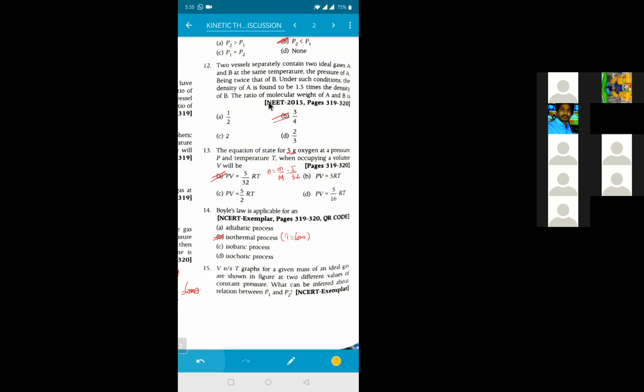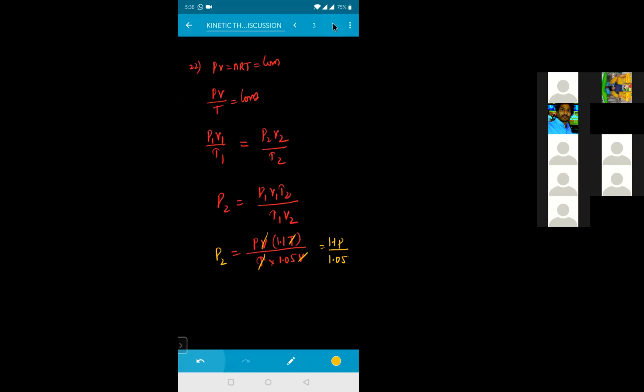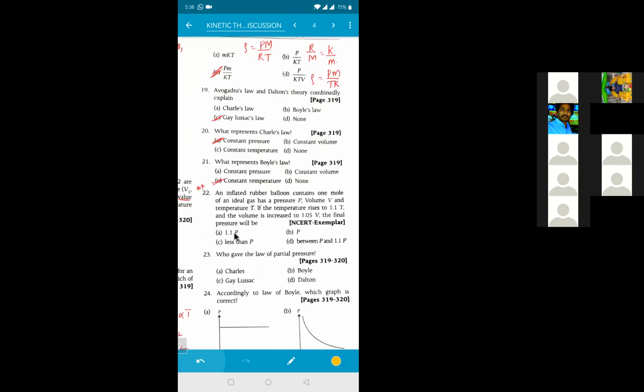So the calculation for question number 22. What are the options given? 1.1 P, less than P, between P and 1.1 P. Okay, we need to check the conditions now.